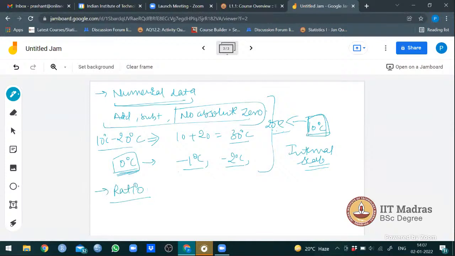Next one is the ratio scale of measurement. In the ratio scale of measurement, you can perform addition, subtraction, multiplication, and division, with the absolute zero property.